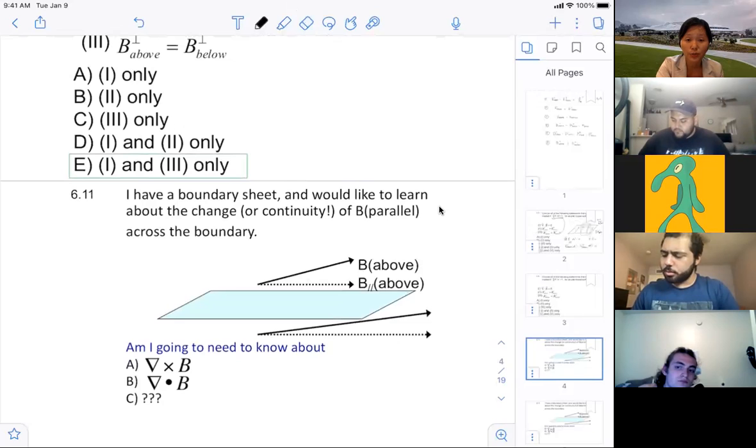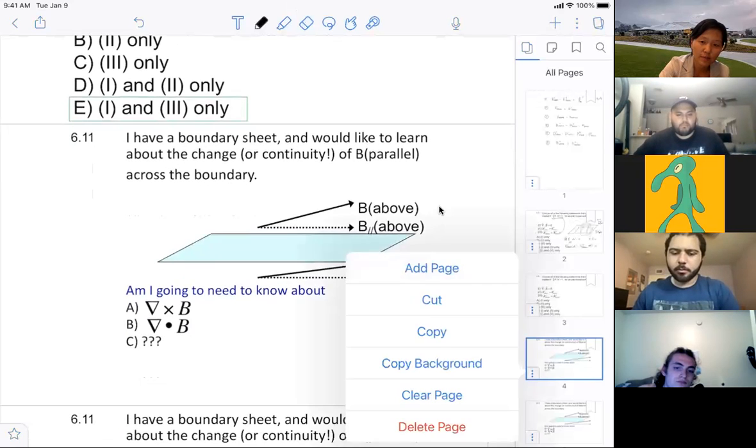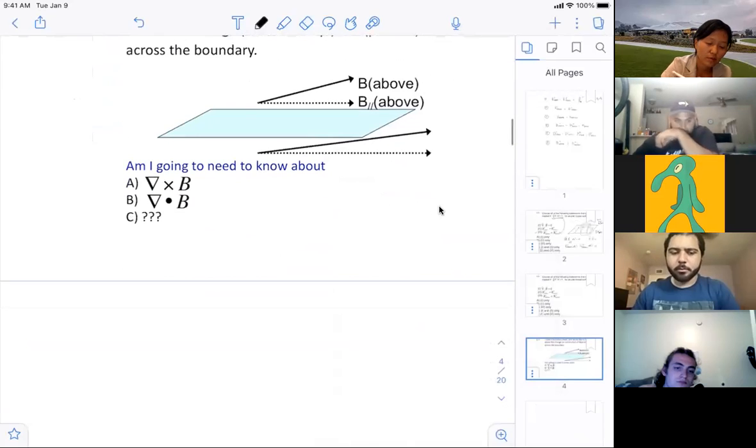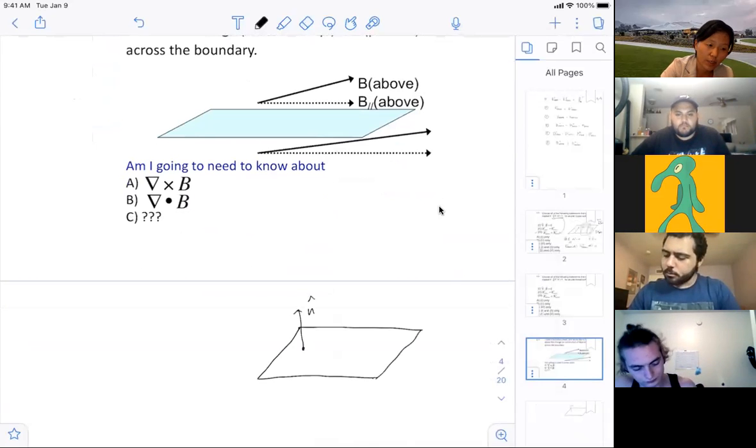We had already used which one? The divergence. So a good guess would be we need the other one. So let's see what the other one will give us. If I chose again to draw a sheet of boundary, this is the direction of the surface, right? And I will have some kind of a surface current running through this on the boundary.